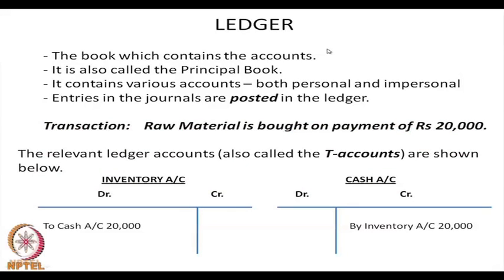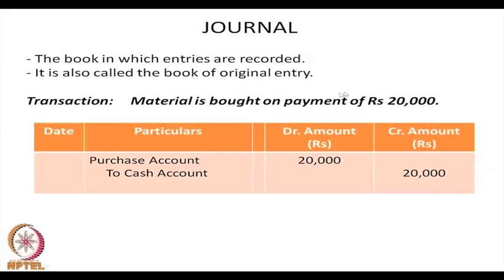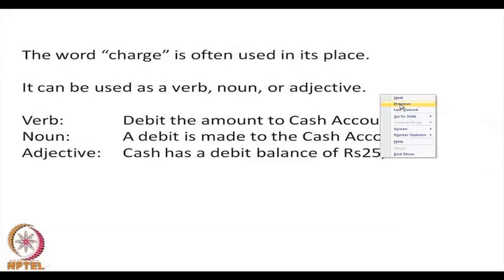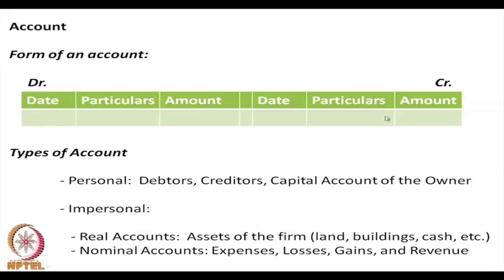Next, we talk about the ledger. This is also another new term, and it basically contains various accounts. If you recall, a journal contains various transactions, and for every transaction it says which accounts are going to be affected. By the way, we had already said what an account looks like. Basically, an account is for a particular item, let us say cash.